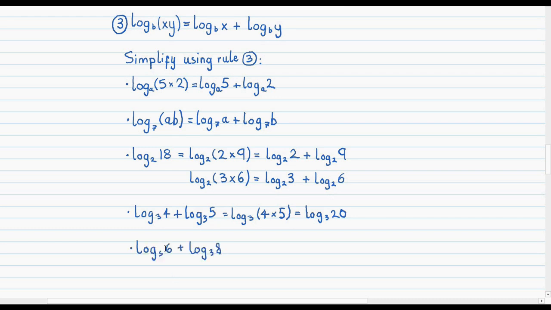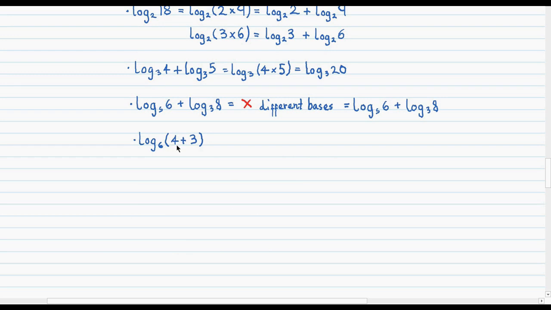Next we have log 6 base 5 plus log 8 base 3. Now can we add these together? Nope. And that's because they have different bases: 5 for the first one and 3 for the second. So we can't further simplify it. For the second last example we have log 4 plus 3 base 6. So that's simple, right? We can just split it into log 4 base 6 plus log 3 base 6. Nope.